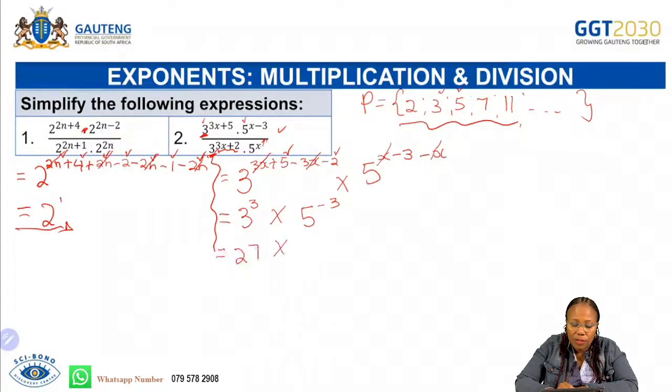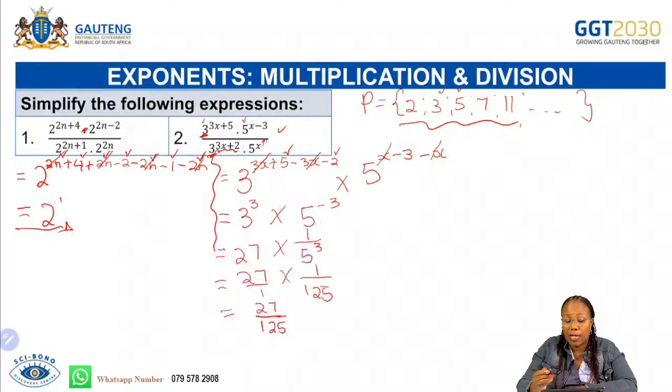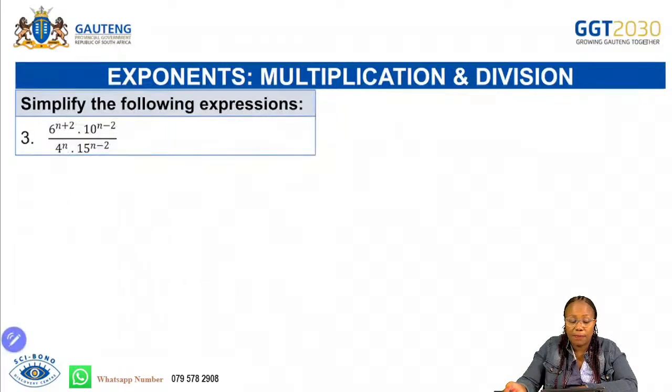And then now, do you still remember the rule that when you are having a negative on your exponent, you write it as 1 over the denominator 5 with a positive exponent 3? That will be 27 multiplied by 1 over 125. So your answer will be 27 over 125 for that problem, grade 12. So that is the simple form of these expressions.